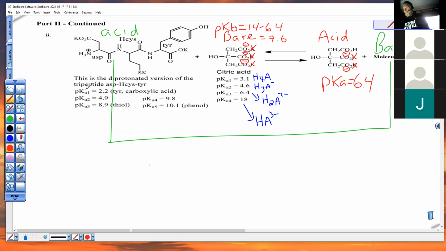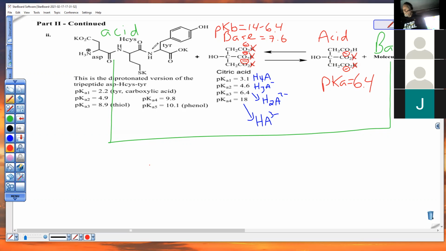This says pKa1 is 2.2 for the carboxylic acid that's associated with TEAR in the molecule. Here's the name, ASP H-cis, which stands for homocysteine if you're curious, but that's not important. It's the middle part of the molecule. That's all you need to know. And TEAR is over here.